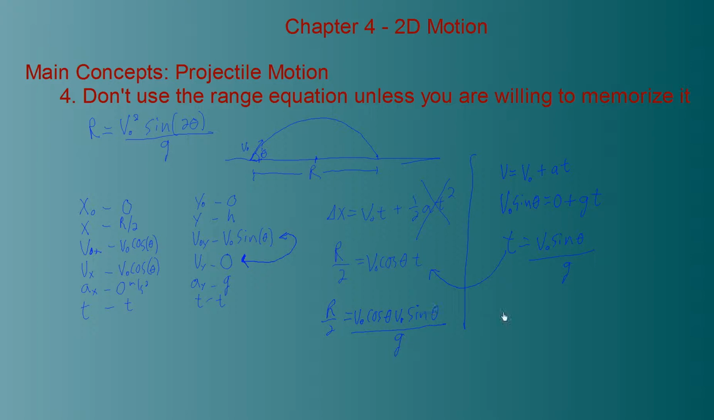Simplifying, we'll bring the 2 over to the other side. We got r equals v naught squared, this one times this one, times 2 cosine theta sine theta over g. And we're really there, but there's a trig identity that says that 2 times the cosine theta times the sine theta is equal to sine of 2 theta. So you can just substitute that trig identity in here, and you get the range equation.